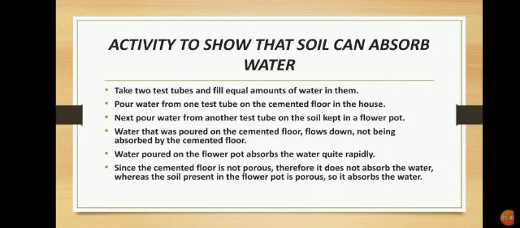Next, pour water from one test tube on a cemented floor in the house. Nowadays we all have cemented floors in our houses, isn't it? So you just pour a certain amount of water on the cemented floor. Immediately you will find that the water poured on the cemented floor is flowing down. It is not absorbed. In order to remove that water, you have to wipe it off with a cotton cloth or a sponge.